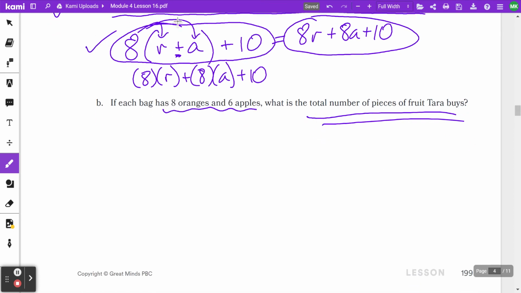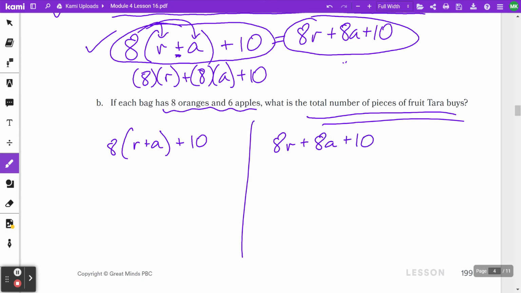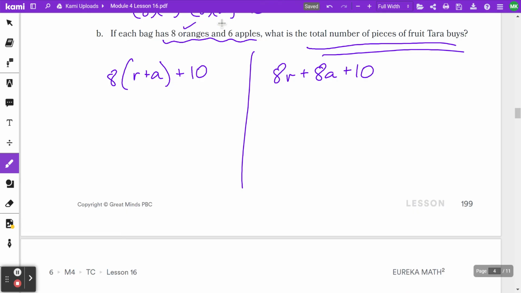Let me try this one first. First thing I always do is write down the actual expression. There you go. You know what? We'll do the other one as well, this guy over here. So over here, we'll do the 8r plus 8a plus a 10. And we'll run the two of them simultaneously, okay? So we have 8 oranges. Oranges is the r, that's this guy. And we have 6 apples, that's this guy.